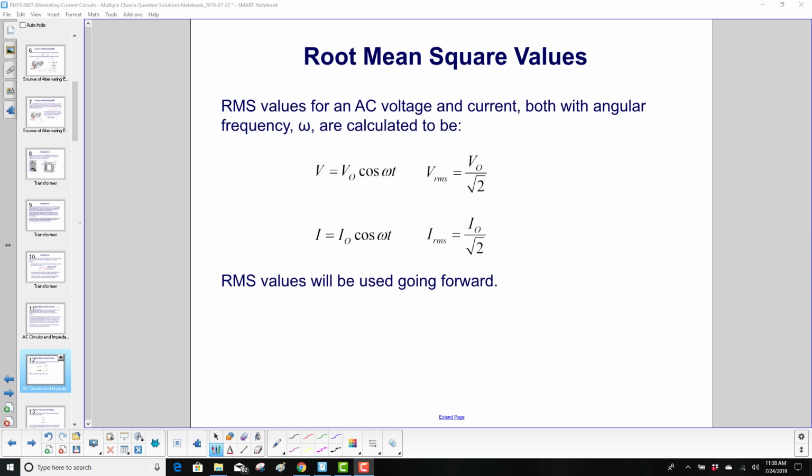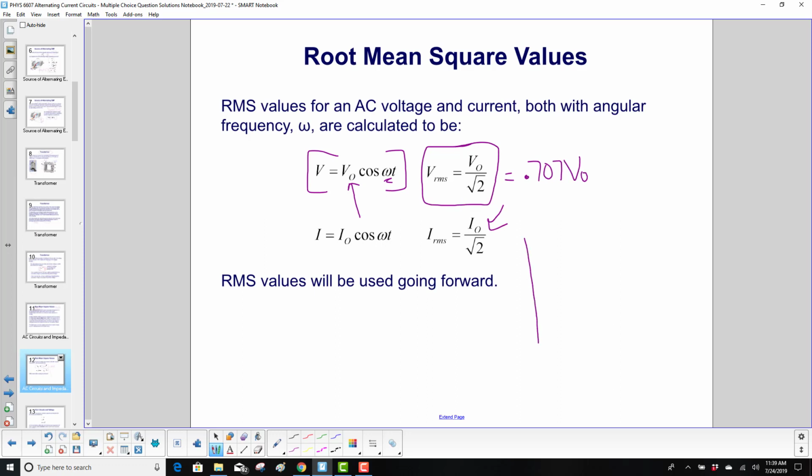We'll just present what the root mean squared values are without going through the calculation. If we have a sinusoidal voltage, it has a maximum value of V0, and then here's the angle, here's the frequency. The root mean squared voltage will be the maximum voltage divided by the square root of 2, or 0.707 times the maximum value. Same thing for current down here.